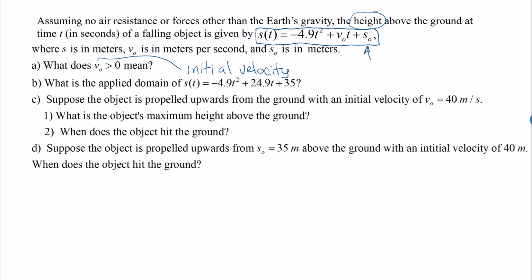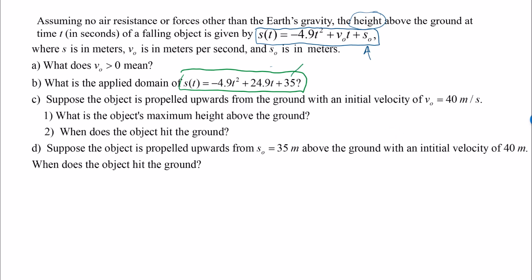Okay, what is the applied domain? Now on this applied domain, they are giving me numbers for the v naught and the s naught, so the velocity at the beginning and the height at the beginning. And it wants to know the applied domain. When you think about this parabola, if you didn't have an application to it, the domain would be all real numbers. But that's not going to make sense in a case like ours, because let's draw a picture.